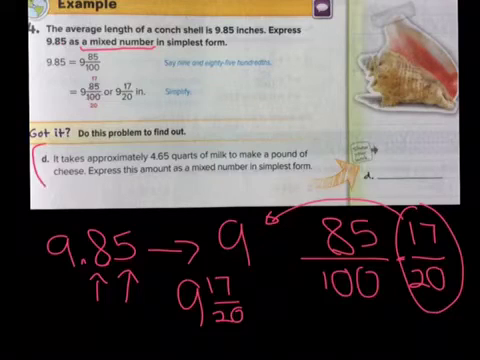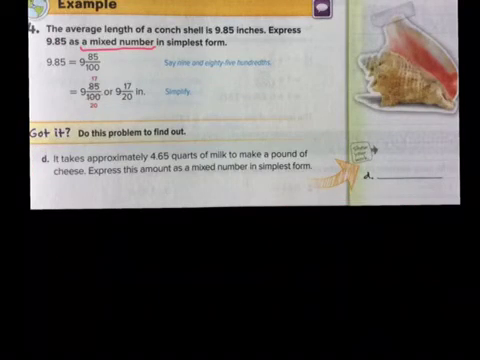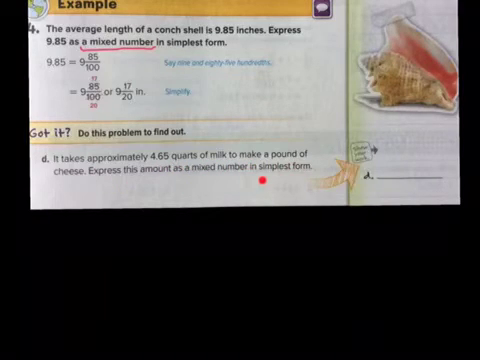Okay, let's try D. Just the same way I did it the first time. Let's take our number. It says here, it takes approximately 4.65 quarts of milk to make a pound of cheese. Express this amount as a mixed number in simplest form. So it takes that much milk to make 1 pound of cheese.